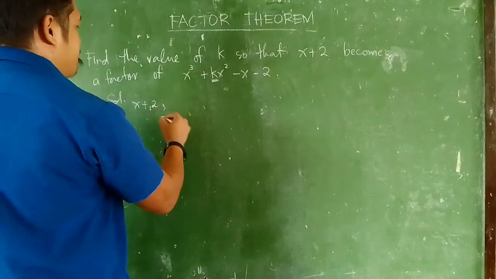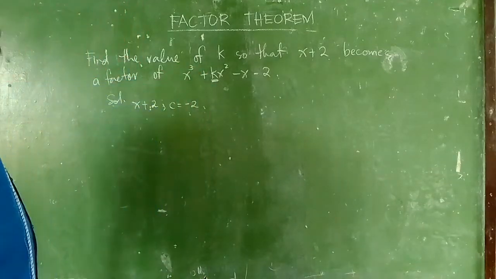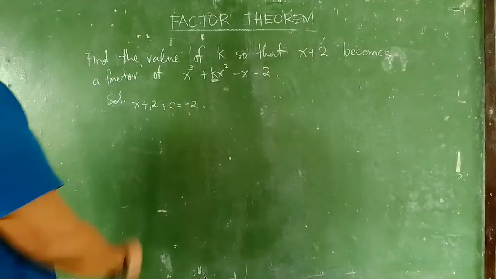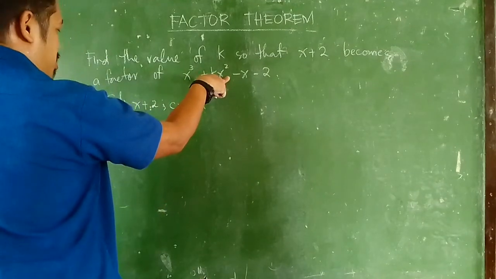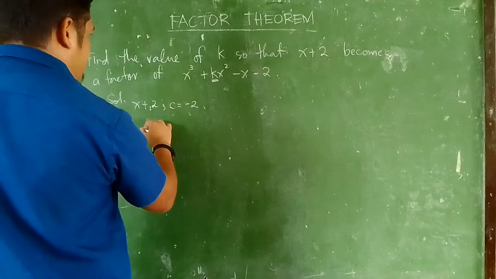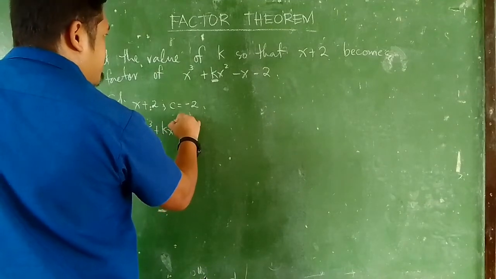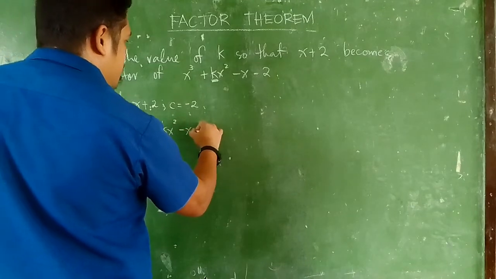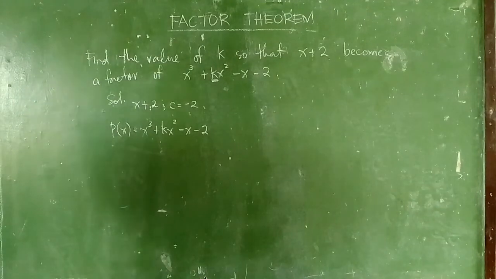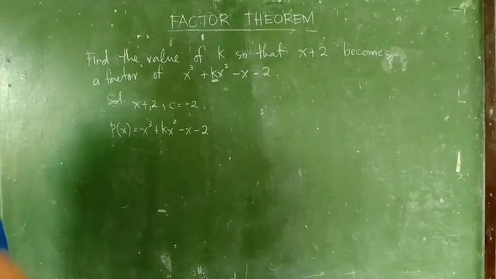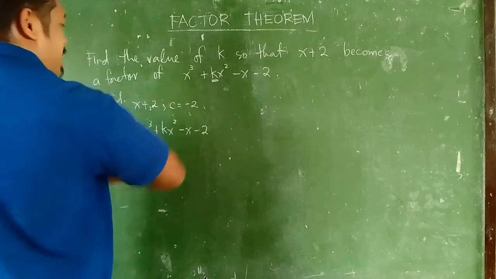So, kunin muna natin yung divisor na x plus 2. Kukunin muna natin yung value ng C dito. So, your C here will become equal to negative 2. From your function, we will consider now this polynomial as your polynomial function. So, we shall have now x cubed plus kx squared minus x minus 2. Papalitan natin ngayon.